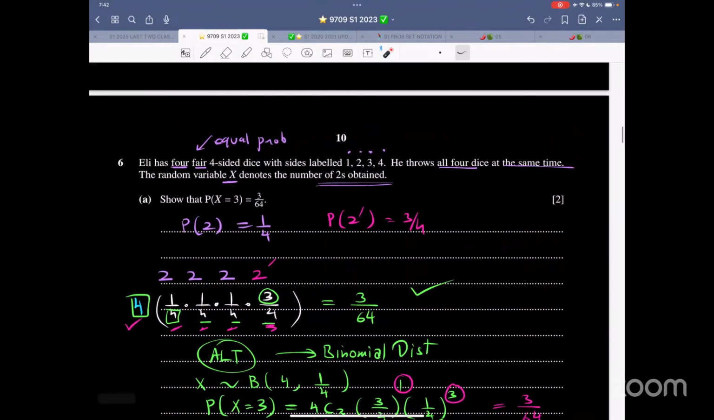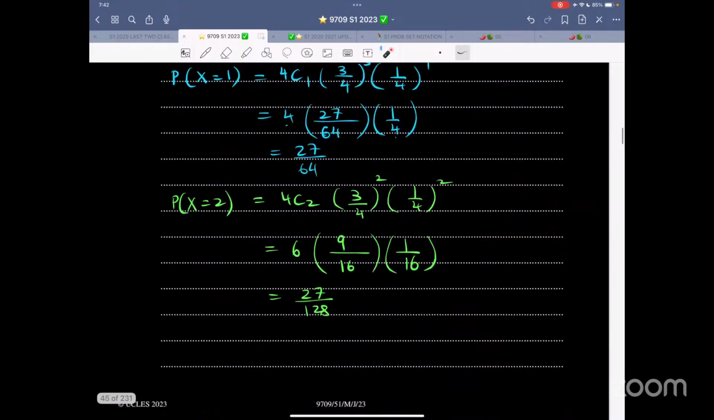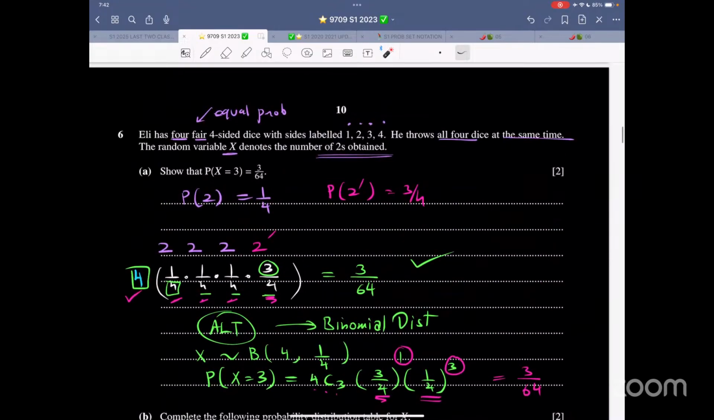Now, question number 6. This is about, I think, DRV and probability and things like that. Let's see what exactly it is. It says someone has a four-sided die. So there is 4, there is fair, there is 4 again. It has sides labeled 1, 2, 3, 4. All the probabilities are equal. That is what the word fair means.